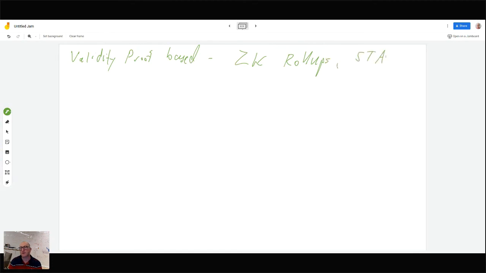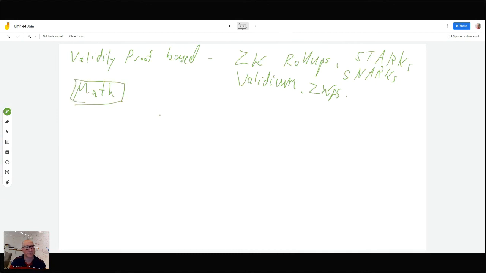Starks are part of this. You also have things like snarks, and there are various other terms that fall under this characterization. There's things called validium. ZKPs are sometimes used. What we use here is really a bunch of math. As I said, I'm not going to explain how it goes.